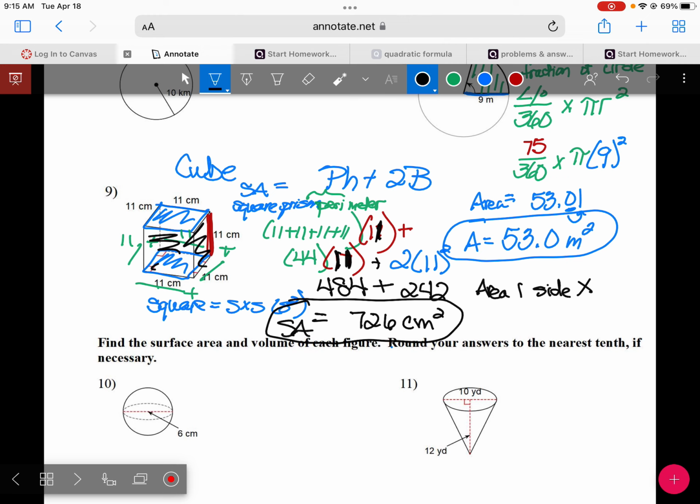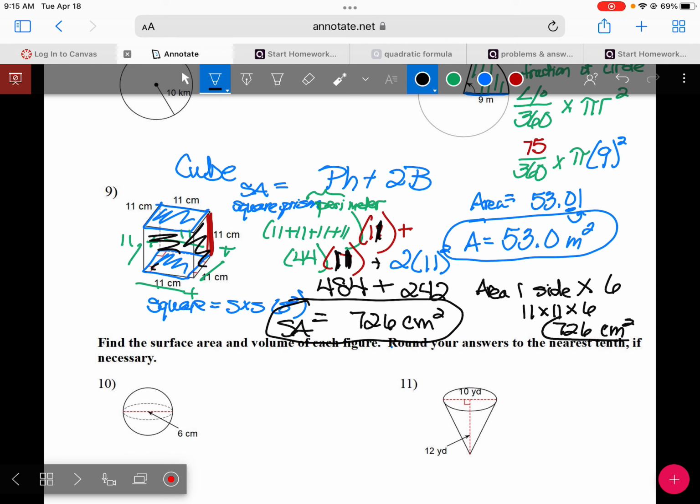4 faces, plus the top and the bottom are the same, so I have a total of 6. The area of one side is 11 times 11, and I have 6 of those. So that is 726 centimeters squared.